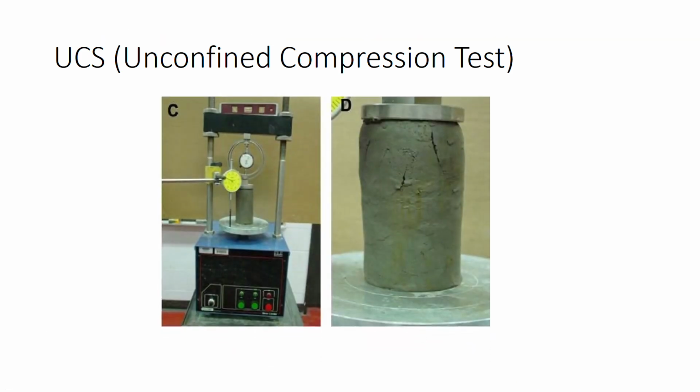This type of apparatus is used at BS levels. This is the proving ring attached to the dial gauge showing the force values, and this is the vertical displacement gauge. Before the start of the test you need to set both these gauges at 0.